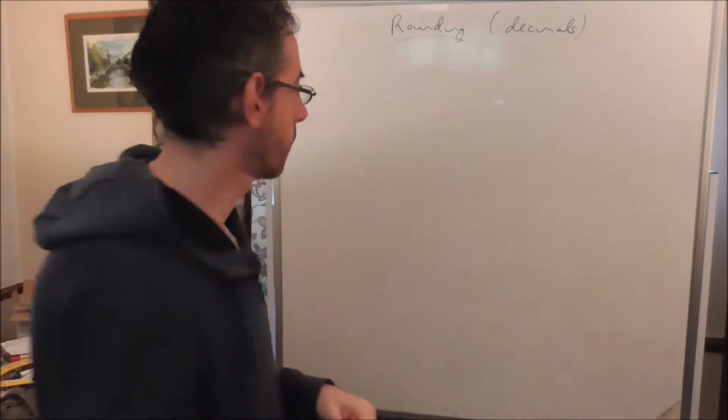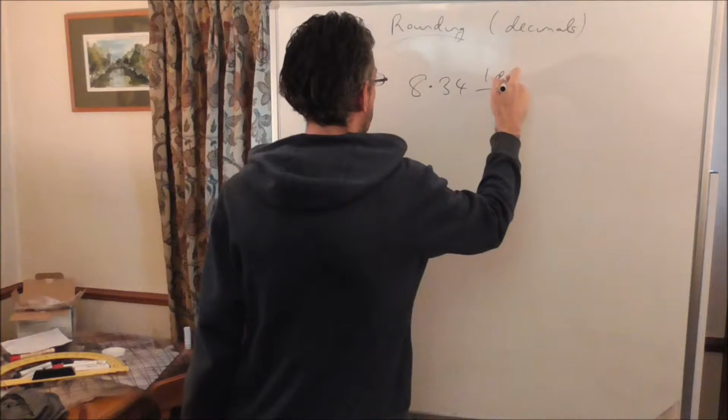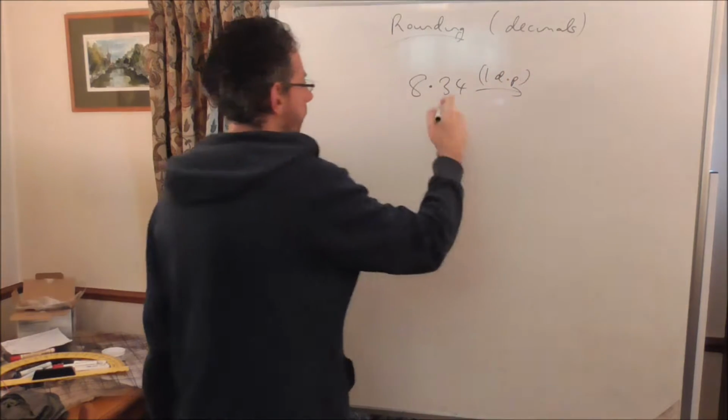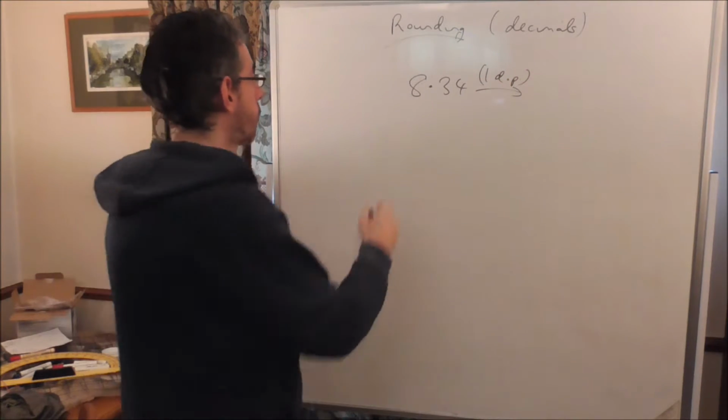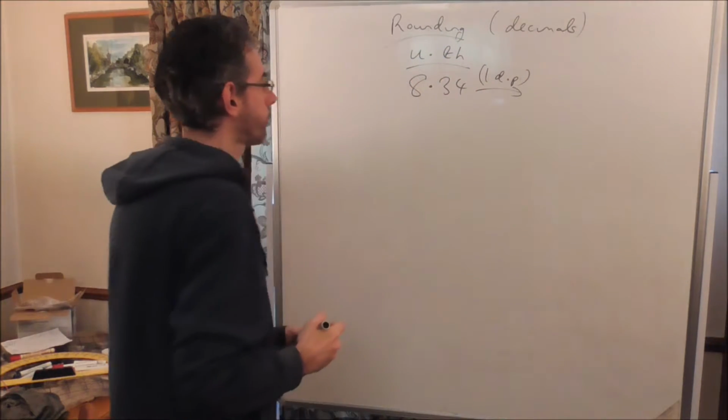Right, let's do some rounding to one decimal place now in a bit more detail. My first one's going to be 8.34. So let's round that to one decimal place. It just means find the one decimal place number that 8.34 is closest to. I'll just write down the column headings. You've got the units, the decimal point, the tenths and the hundredths.